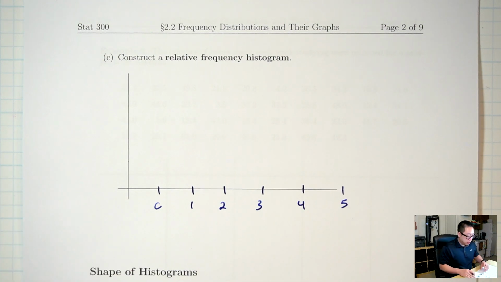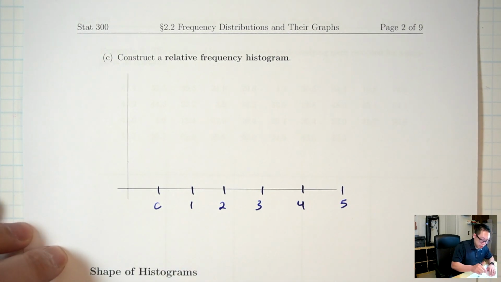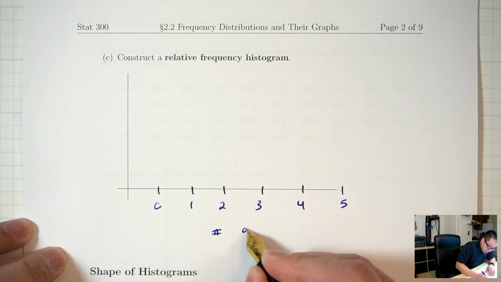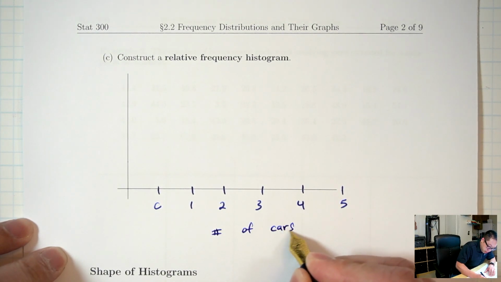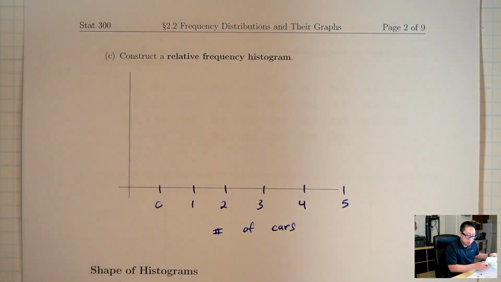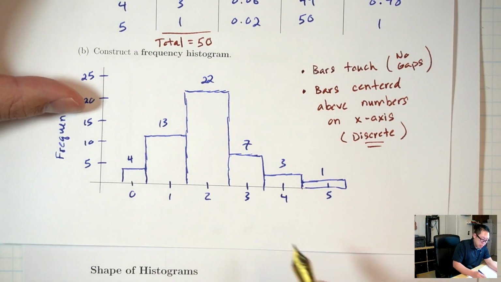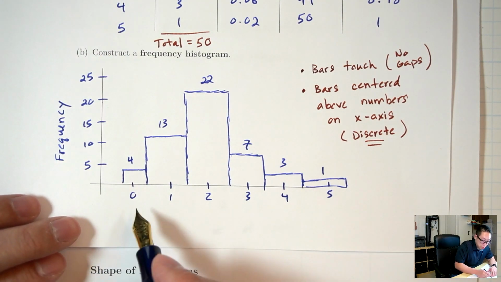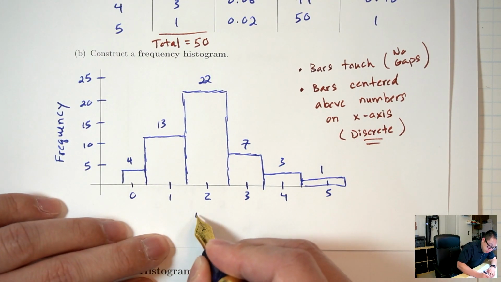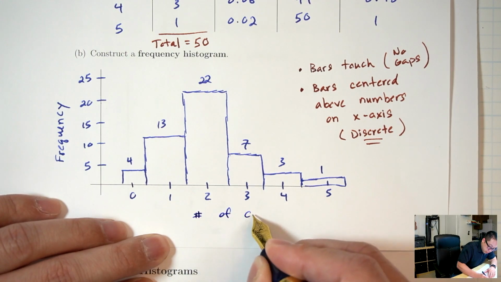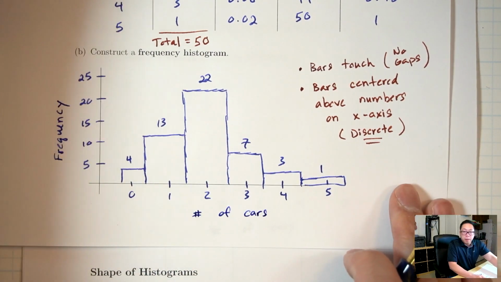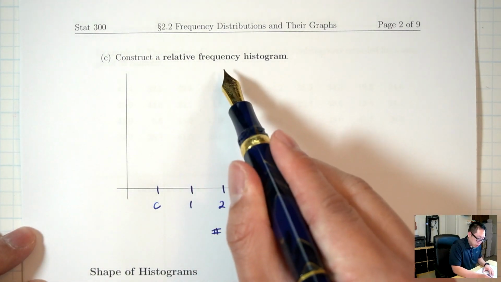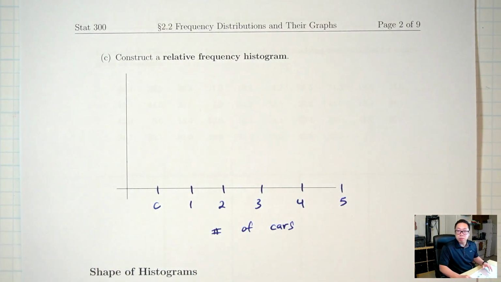And actually, I should say what these numbers mean. So these numbers are actually number of cars. Let me do that for this one also. On this x-axis, you should tell what these numbers mean. So these numbers are number of cars. Now, it's a relative frequency histogram, which means the y-axis is going to be relative frequency.